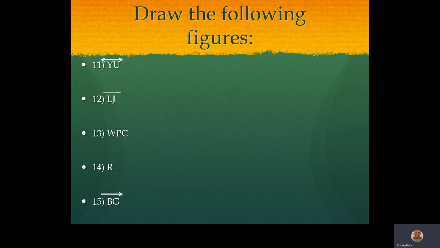Let's fast forward here. Look at number 14. It doesn't have a word in front of the R. That R is a point. So that's how you read it. That's point R.